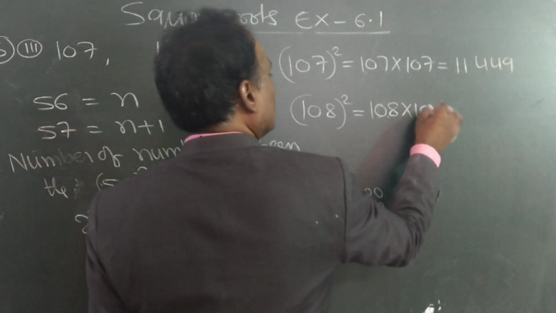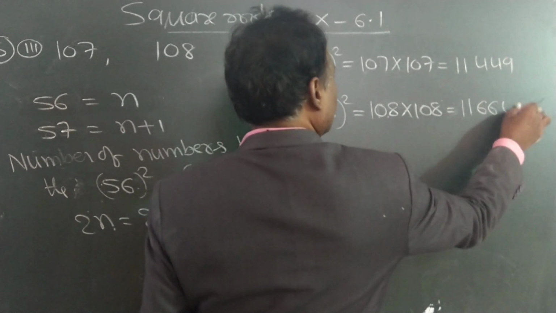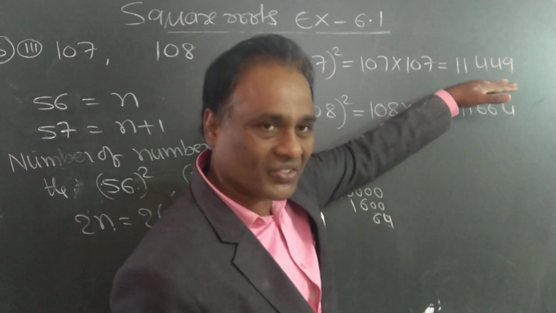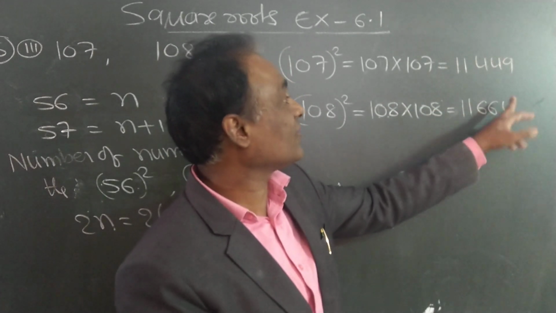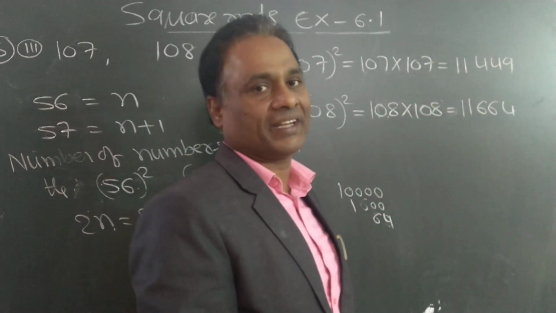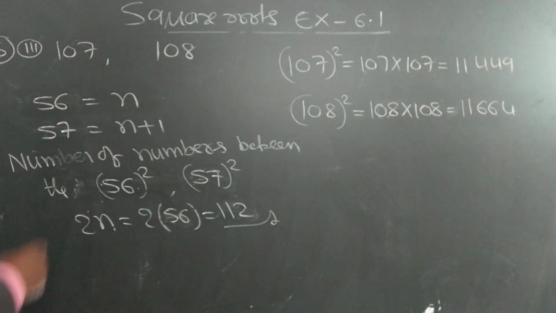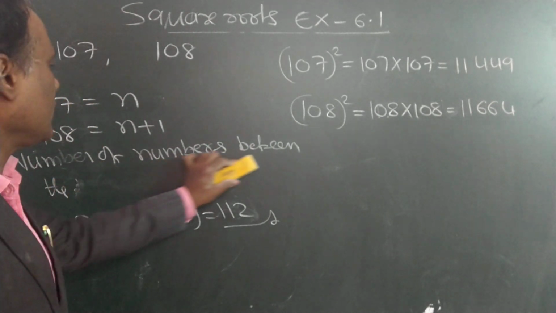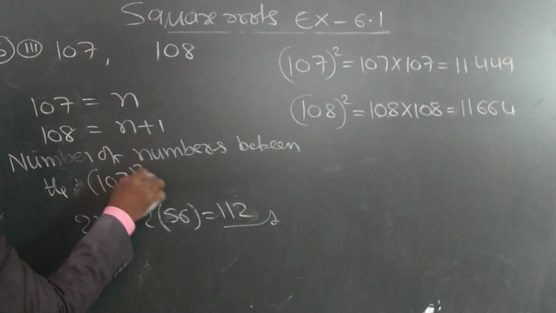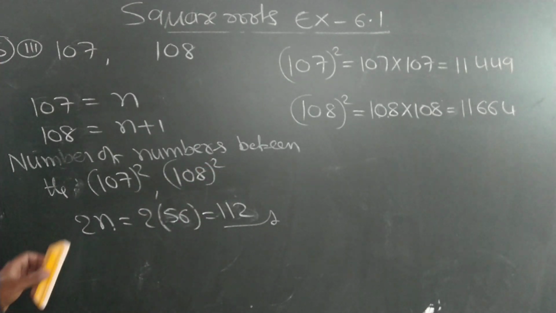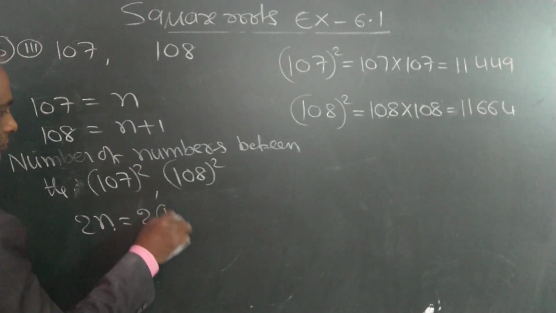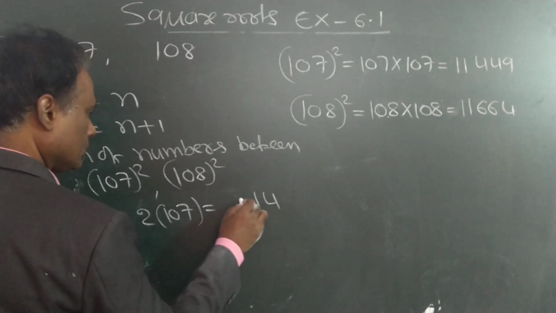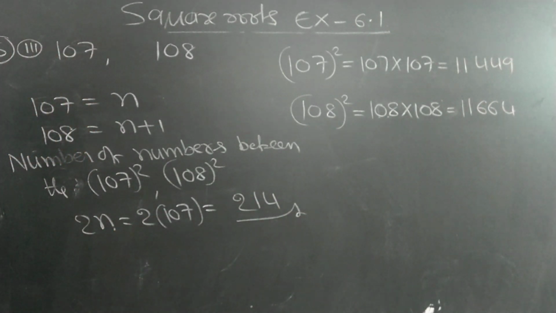108 into 108, square means two times. In between these two, how many numbers are there? 11,450 is the next number, 451, 452, up to 11,663. Don't take this and this; between numbers only you have to write. So for that, no need of writing all that. We have the direct formula. So 107 is n, 108 is n plus 1, and the answer is 214. 2n formula. Write down, students.